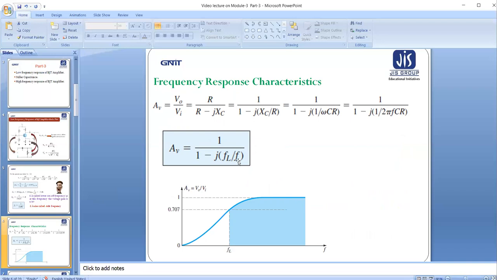If we plot this AV with respect to F, it becomes like this. This plot is called the Bode plot. At the frequency F equals FL, the gain will be 0.707 in magnitude, and this is the highest value, 1. It means when F equals 0, automatically A becomes maximum. It is a normalized value.